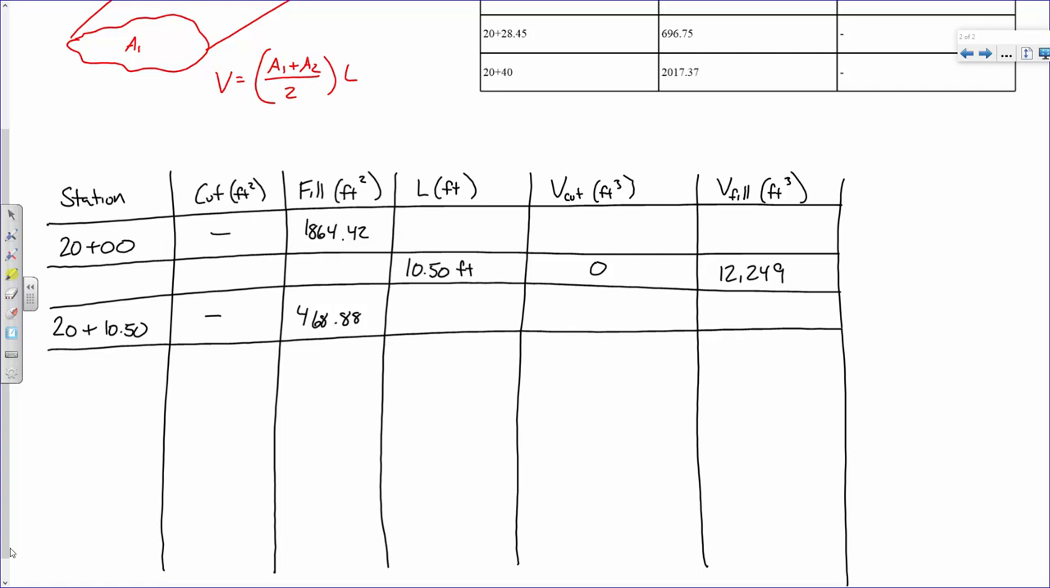Do I have a second on that? Yeah. So between those two stations, I need about 12,000 cubic feet of fill. I don't need any cut out of that station, but I need that much fill. Hopefully that's balanced out later.